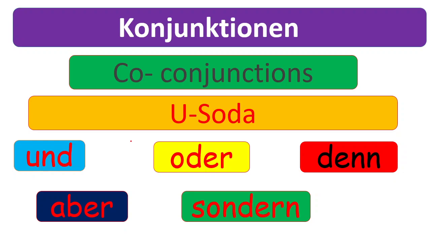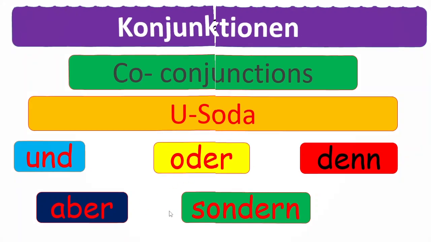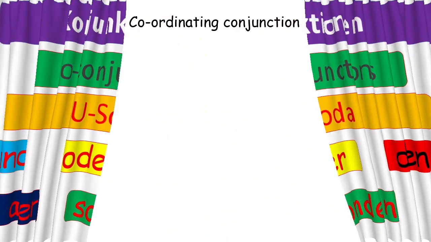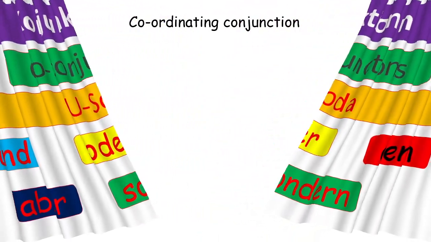In today's lesson, we learn about coordinating conjunctions in the German language. The main coordinating conjunctions in German are und, oder, denn, aber, and sondern. In this lesson, we learn how we are going to use these in a sentence.